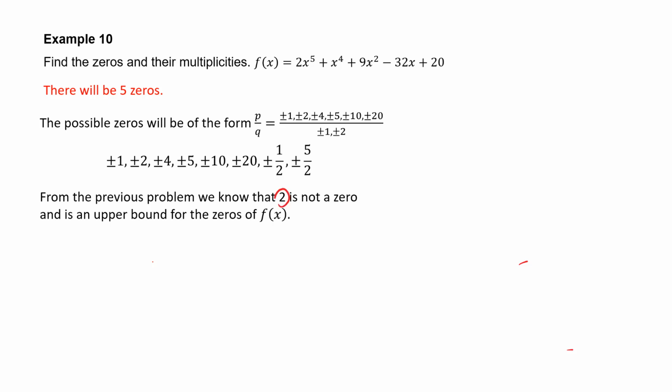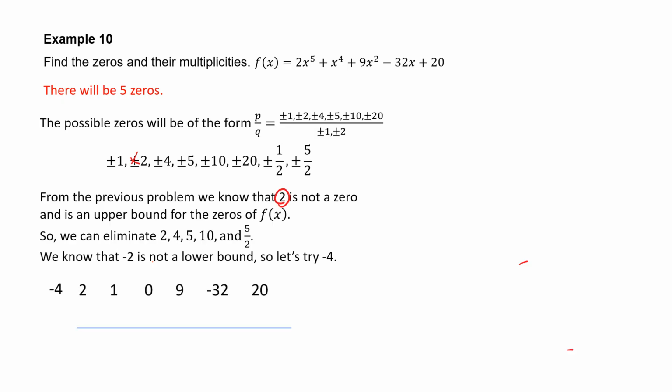So we can get rid of +2. We know that's not a 0. And we can get rid of all the numbers that are bigger than 2. So 4, 5, 10, and 5/2, get rid of them. So we don't have to worry about those. Now, we know that -2 is not a lower bound because we tried it. But we could go ahead and try -4 and see if maybe that is a lower bound, and that would help us get rid of a bunch of other things.